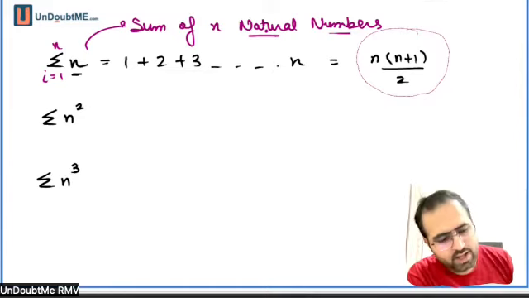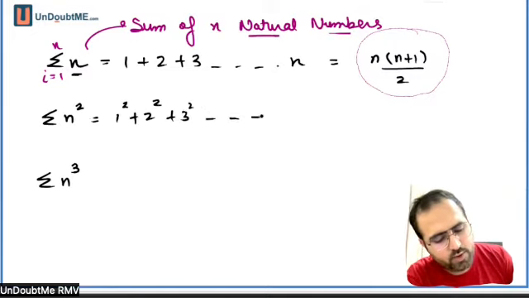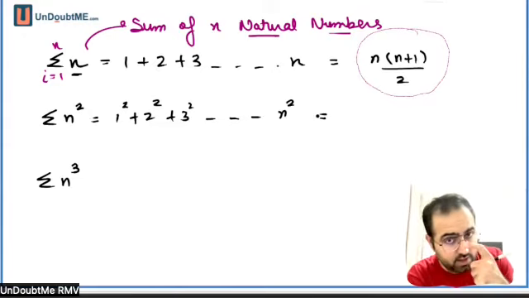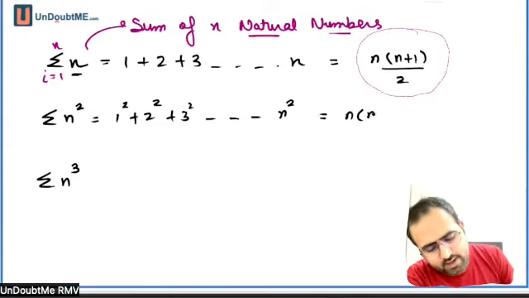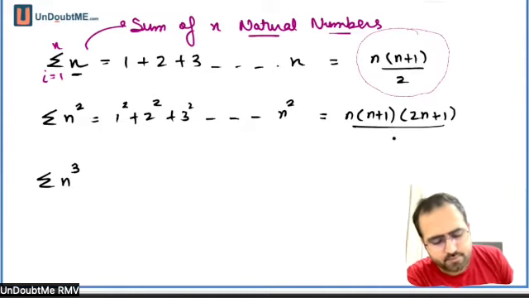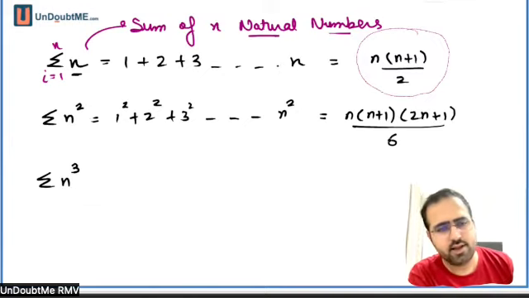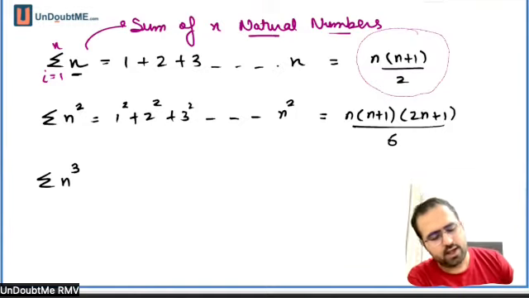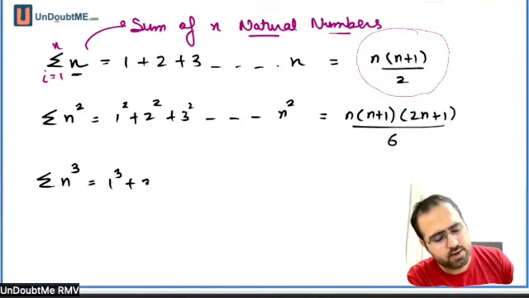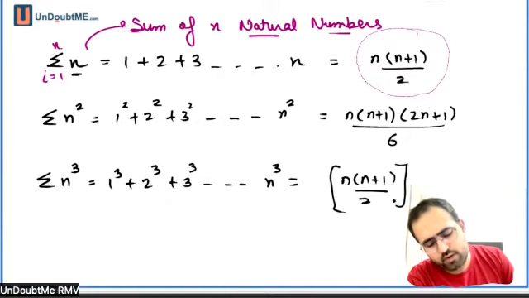Coming to sigma n square, it is nothing but 1 square plus 2 square plus 3 square, going till n square. And the value for that is n plus 1, 2n plus 1 by 6. These are to be taken directly for granted. No need to get into the proof of anything, it will be a waste of time. And the last one is 1 cube plus 2 cube plus 3 cube, going up to n cube. That is n plus 1 by 2, whole square.